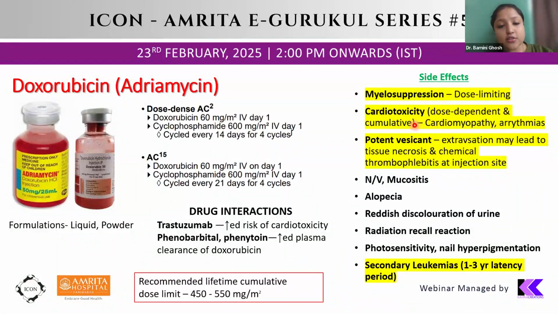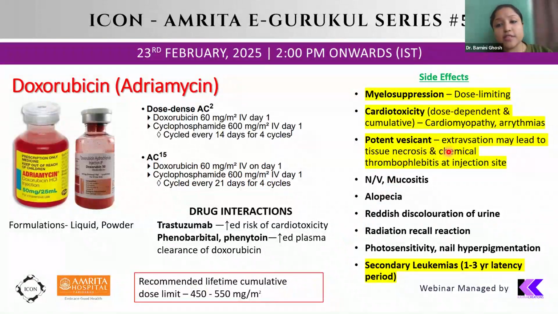So to avoid this cardiotoxicity, a lifetime cumulative dose limit has been recommended, which is 450 to 550 mg per meter square. What happens is that beyond a cumulative dose of 300 mg per meter square, the risk of cardiotoxicity significantly increases, up to as high as 20% beyond 550 mg per meter square. Hence, this dose limit has been recommended.